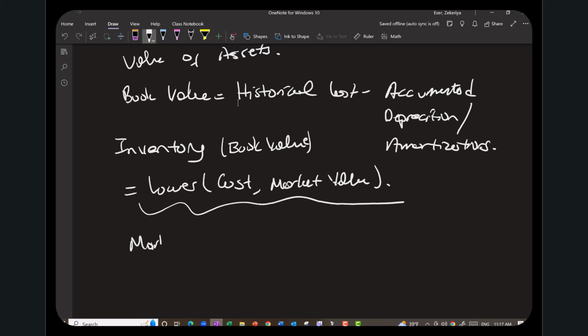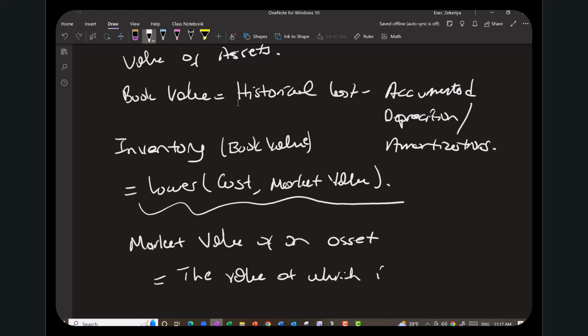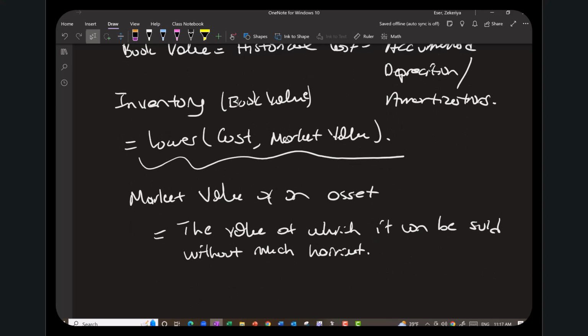On the other hand, market value of an asset is simple. It is the value at which it can be sold without much haircut. I mean, I can sell an Airbus 320 for $10 million within seconds on eBay, but the thing probably is worth over $100 million. So if I'm willing to wait, I can sell it at that value. That's the market value.